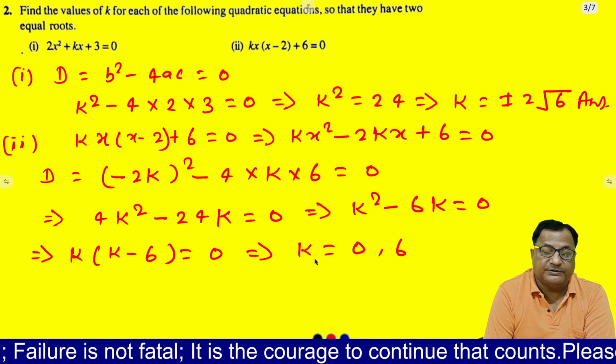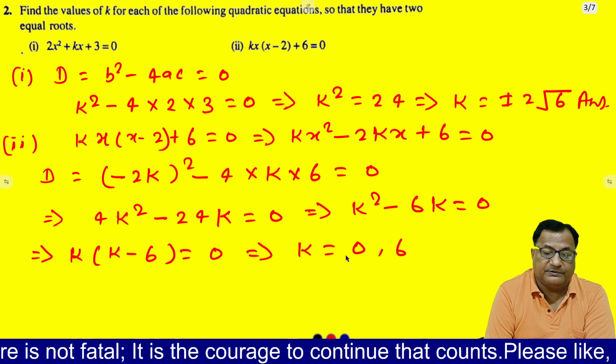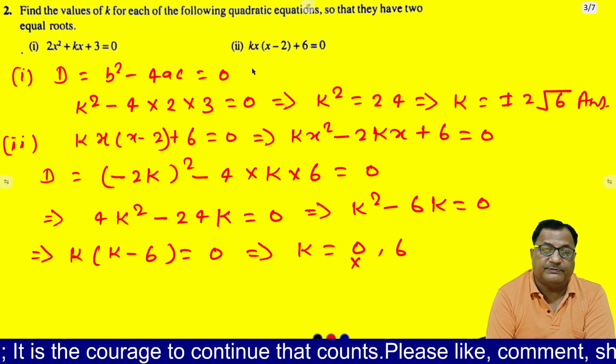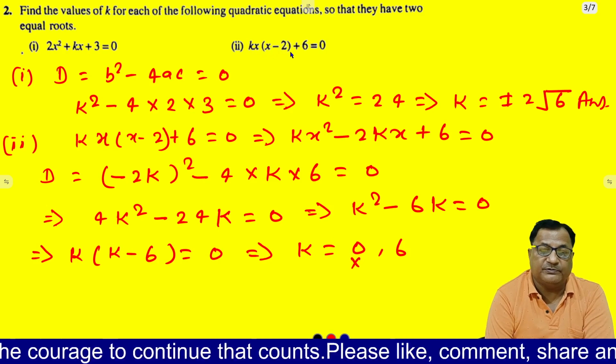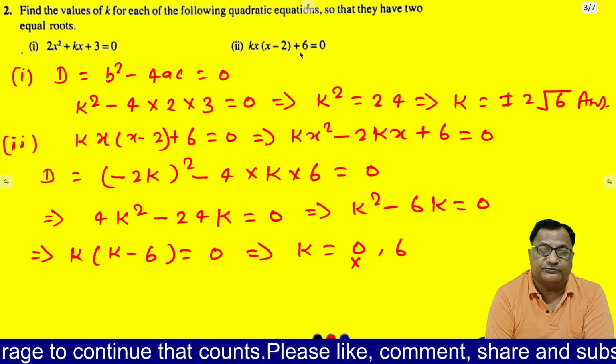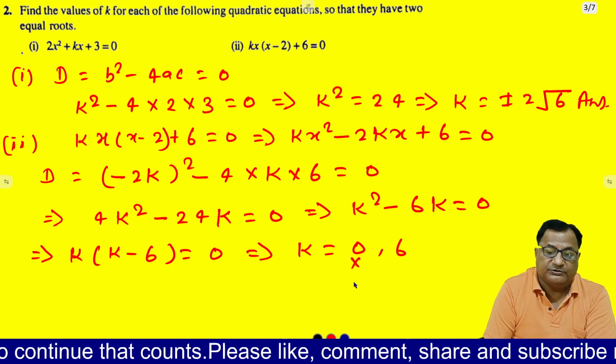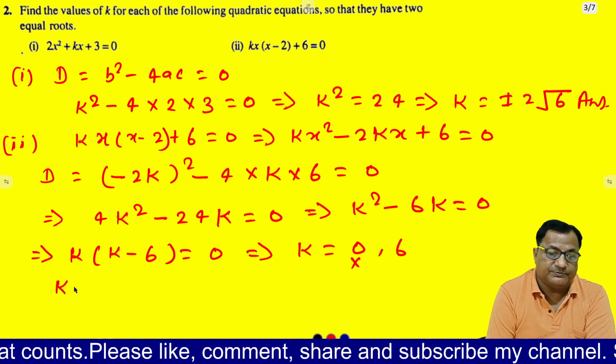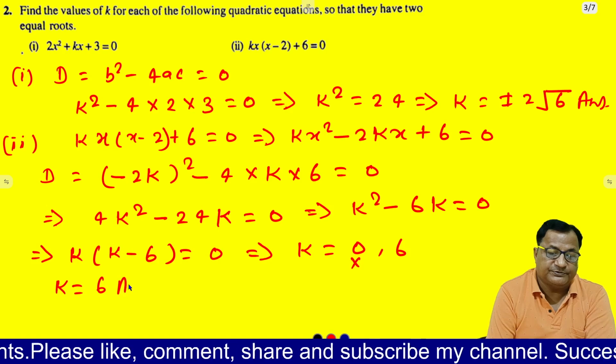So k cannot be 0. It will be rejected, because if you put k value 0 here, the whole thing will be 0. So 6 will be 0. This is not possible, so this value is rejected. So k value here is 6. This is the answer.